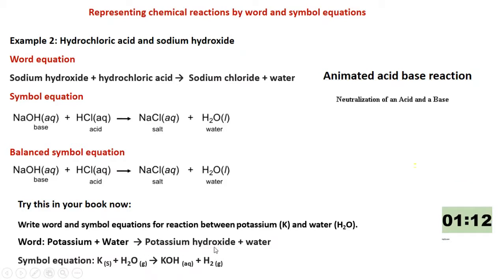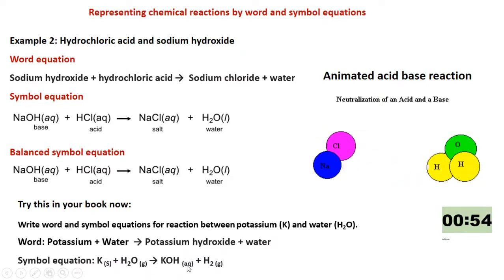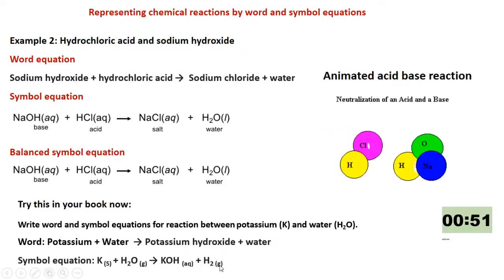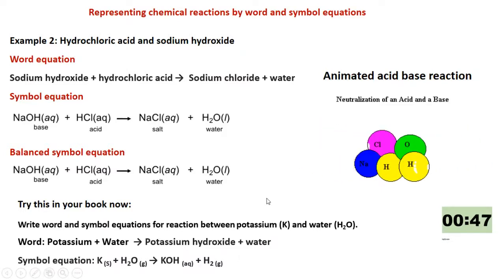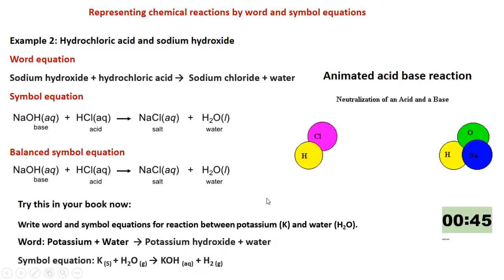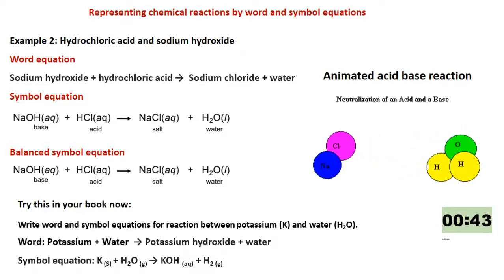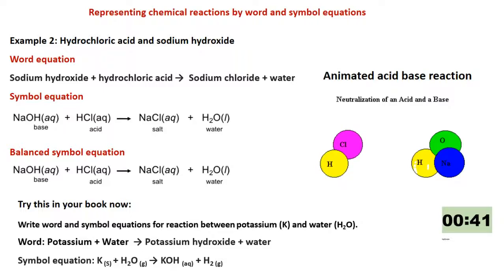Okay, I'll go through again. Potassium plus water gives us potassium hydroxide plus hydrogen, not water. Simple equation is potassium is solid, water is liquid, so replace the letter G with an L. That gives you potassium hydroxide, which is aqueous, plus hydrogen, which is gas. So those are the errors I want you to correct. Thank you. Go to the next slide.